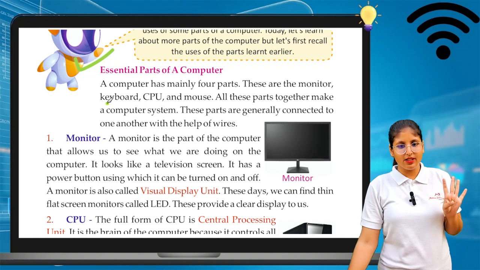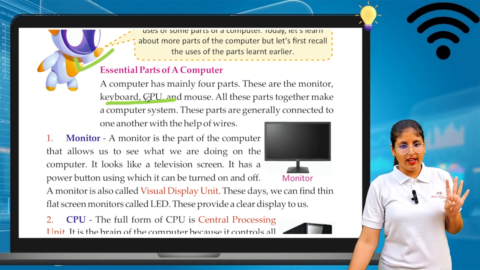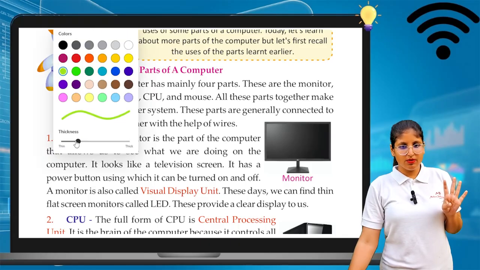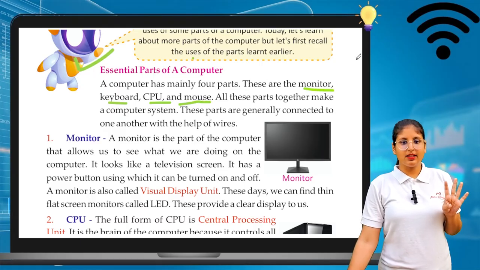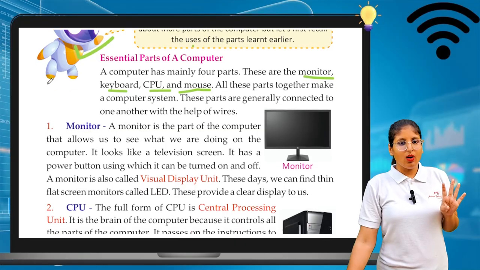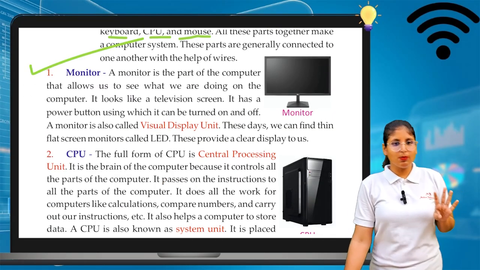I will highlight it for you. I hope this much is clear now. Can you see the parts? Keyboard, CPU, mouse and monitor. So these are the parts. Now we will see one by one what these parts are all about.